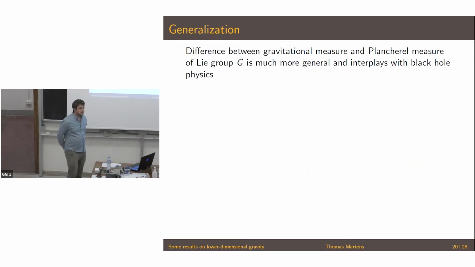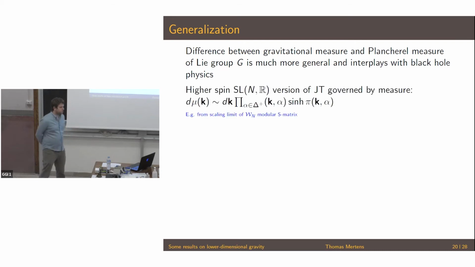Now, there is a generalization of this that I briefly want to mention, in the sense that this difference between the gravitational measure on the one hand and this group theoretic measure on the other hand, this Plancherel measure of some Lie group G, is way more general. And I think it interplays nicely with black hole physics. So let me show you the results here.